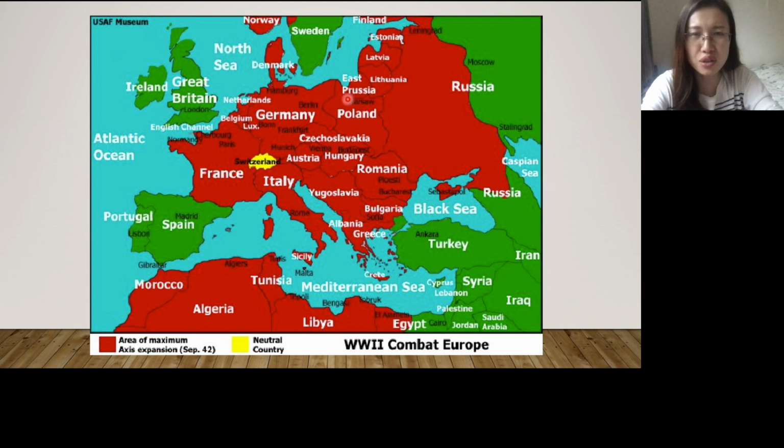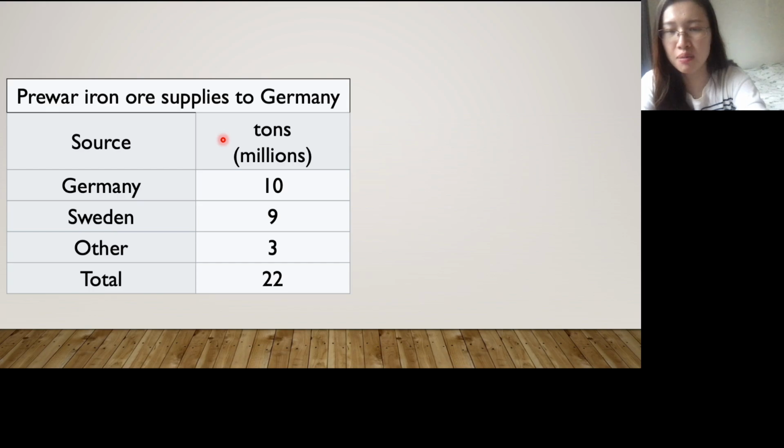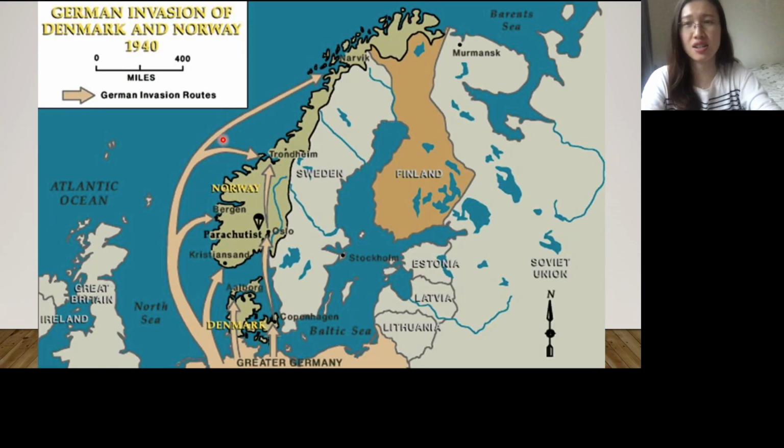So where do you think they should go? Directly to attack Britain or directly go to France? But actually, you need to see one important thing, which is the position of Denmark and Norway. These two countries were always regarded as key requirements to win Britain.